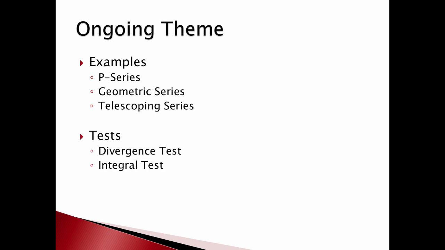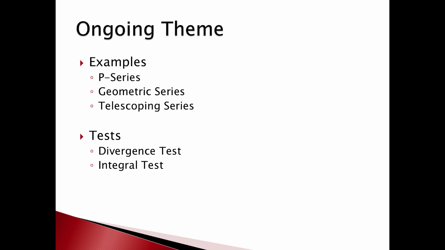On the other hand, we'll have tests. So far we only have two, the divergence test and the integral test. By the time we're done, we'll have at least a dozen of these tests, depending on how you count them. So what will be tricky on the exam is, here's a series. Does it converge or diverge? Right? Maybe it's one of the examples, and so we just look at it and we know. If it's not, then maybe we have a test we can use to do it. Or maybe we can compare it to something that we know, which we'll talk about in the next lecture.